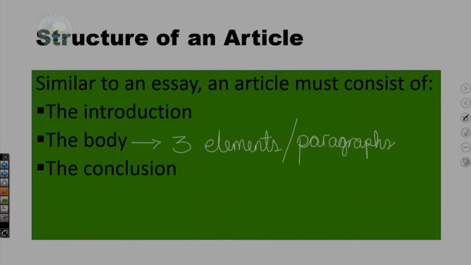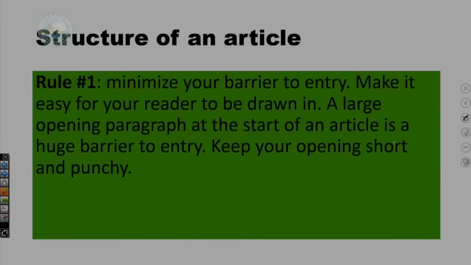So we look at the structure. Rule number 1, minimize your barrier to entry. You want to make it easy for your reader to be drawn in. Don't go on and on with irrelevant information. A large opening paragraph at the start of an article is a huge barrier to entry. Keep your opening short and punchy. And when we say punchy here, we're talking about letting it have a hook. Create a hook to capture the reader's attention.